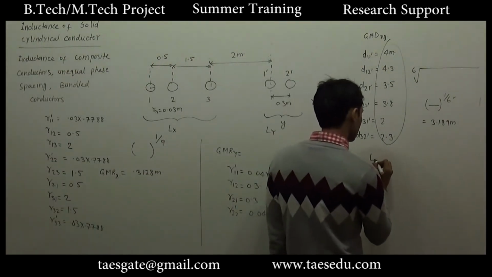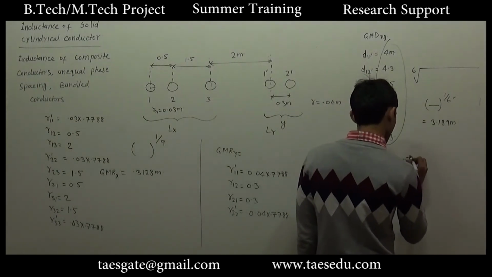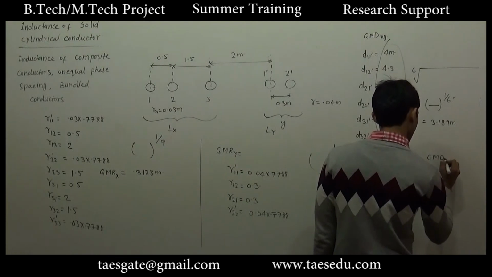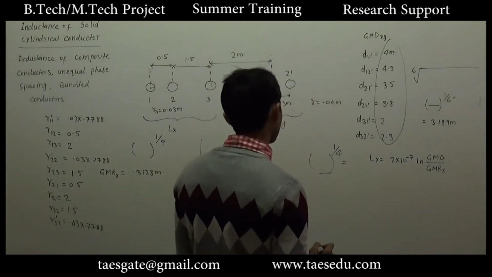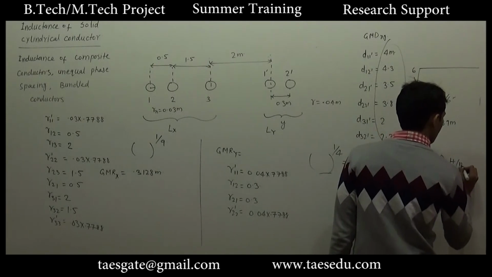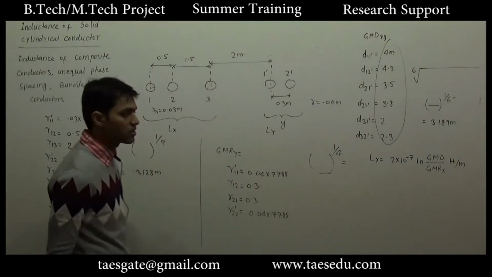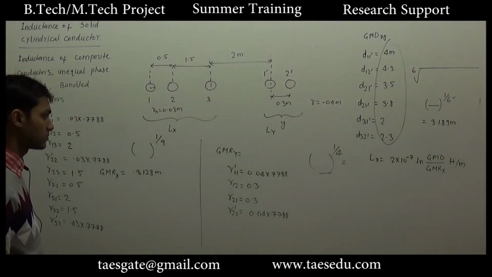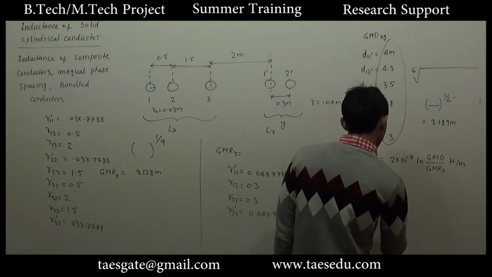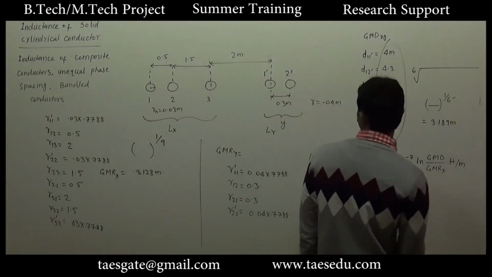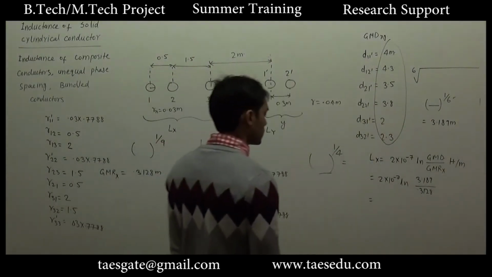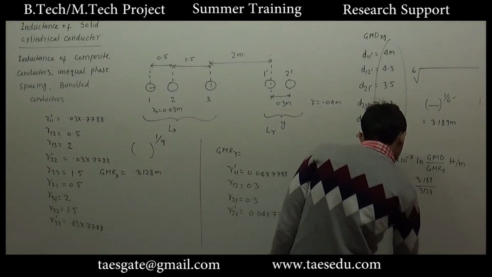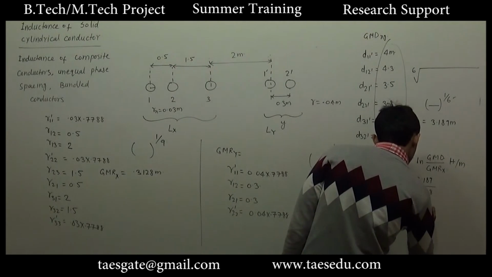And for Lx we will have 2 into 10 to power minus 7 ln GMD divided by GMRx. This much Henry per meter. Remember, we derived the formula for per meter inductance. So 2 into 10 to power minus 7 ln GMD is 3.189 meter and GMR for X is 0.3128. This will give you 4.644 into 10 to power minus 7 Henry per meter.